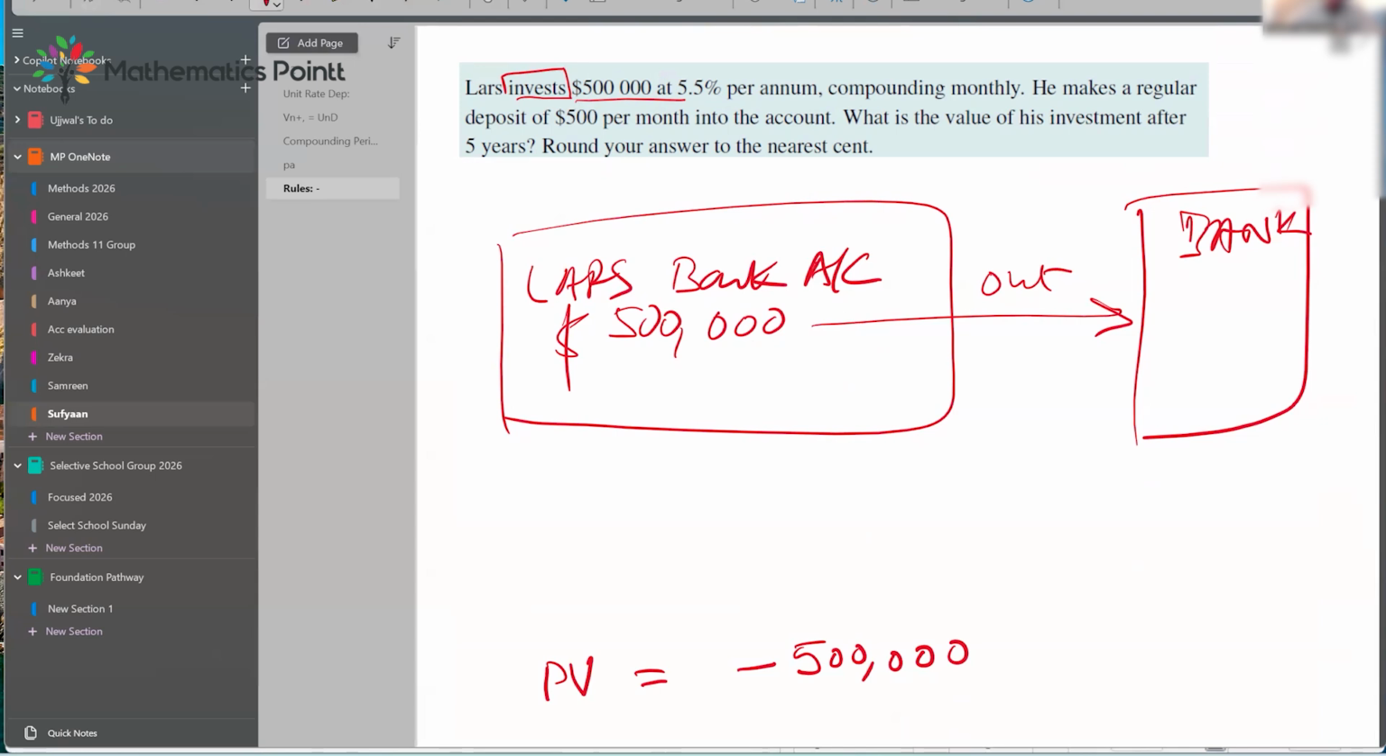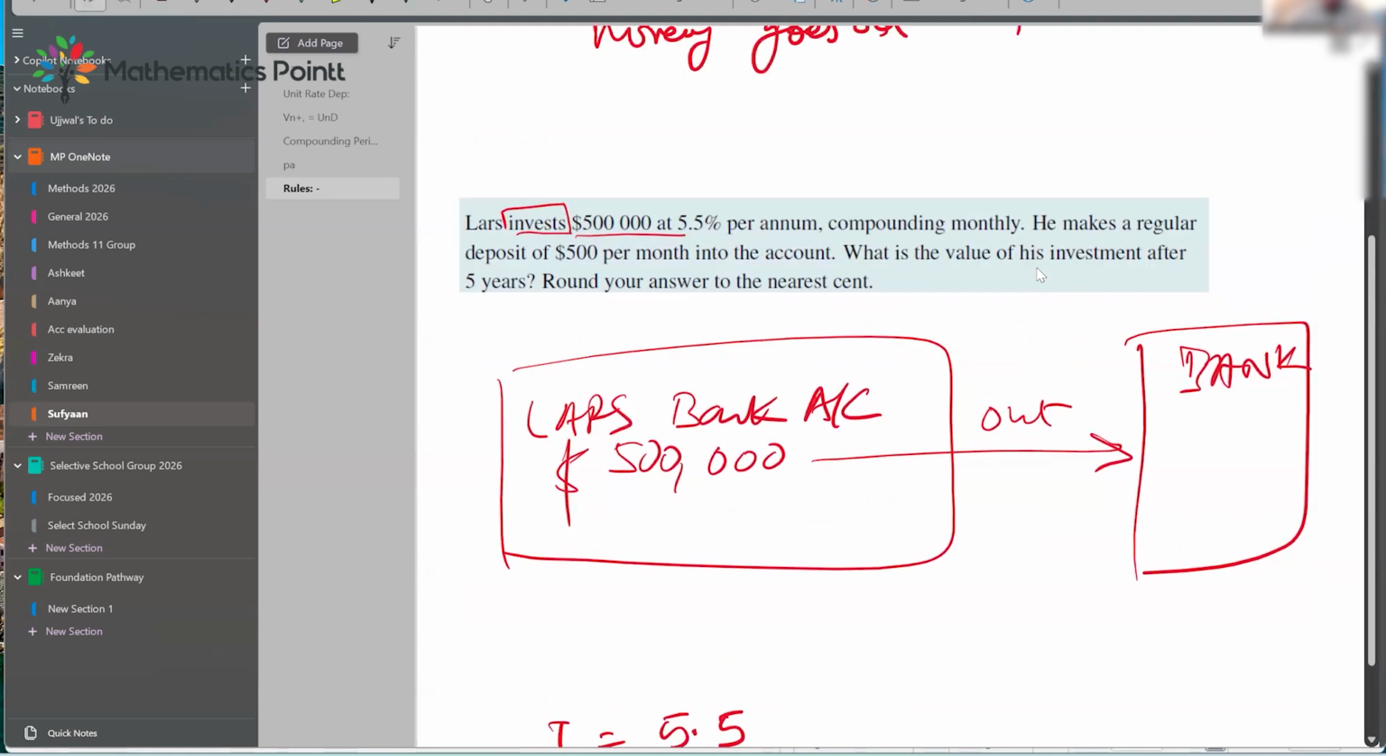Now he's invested at 5.5% per annum. So that means your I is 5.5. Don't write percentage, just write the number. PV is negative 500,000 because the money has gone out of Lars' account. And I value will be 5.5 positive. Let's read further down.